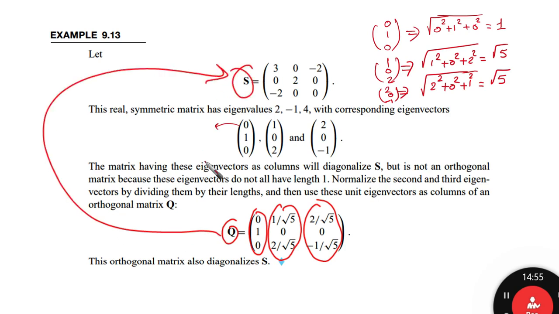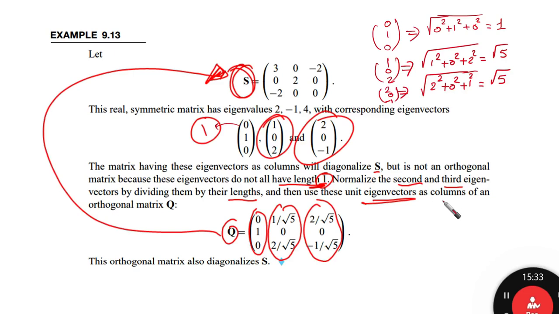What is the meaning of diagonalization? It is going to transform this real symmetric matrix to a diagonal matrix that is easier to handle. The matrix having these eigenvectors as columns will diagonalize S, but it is not an orthogonal matrix because these eigenvectors do not all have length 1. The first has length 1, but the second and the third do not. Normalize the second and the third eigenvectors by dividing them by their lengths, and then use these unit eigenvectors as columns of an orthogonal matrix Q, as we have done here. This orthogonal matrix also diagonalizes S.